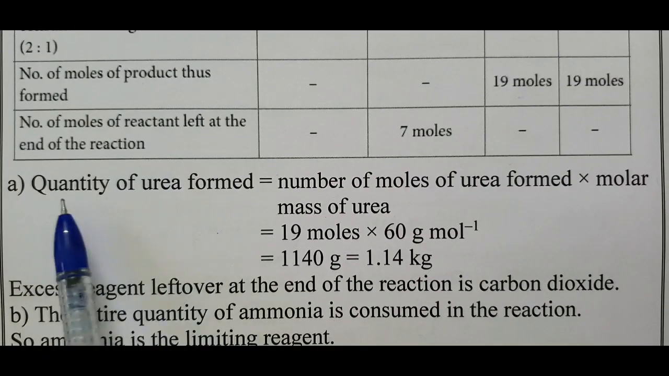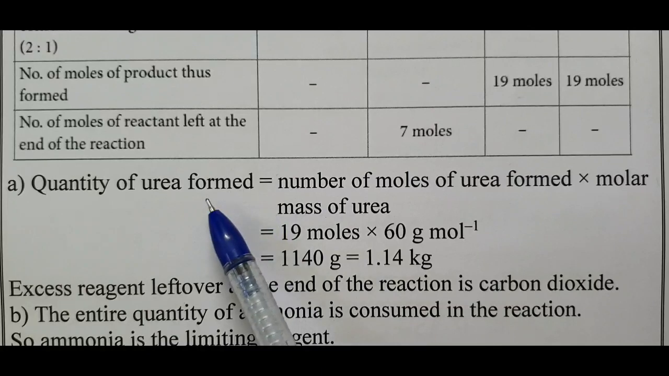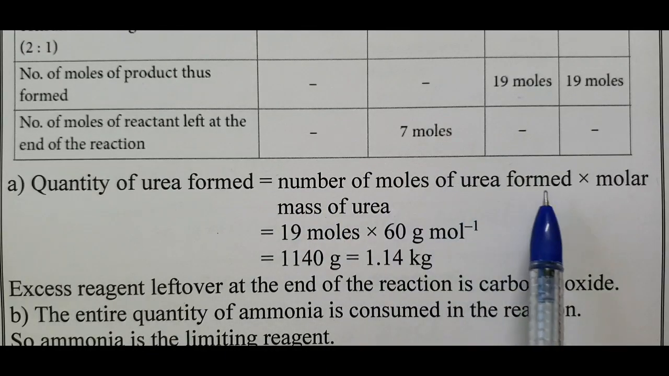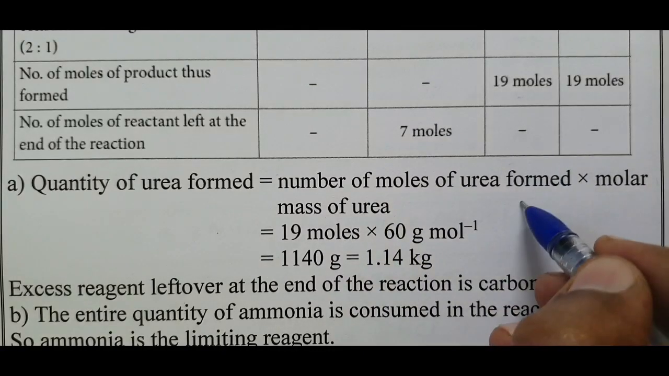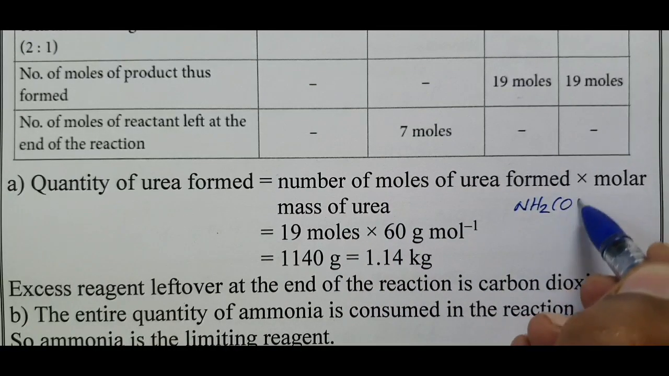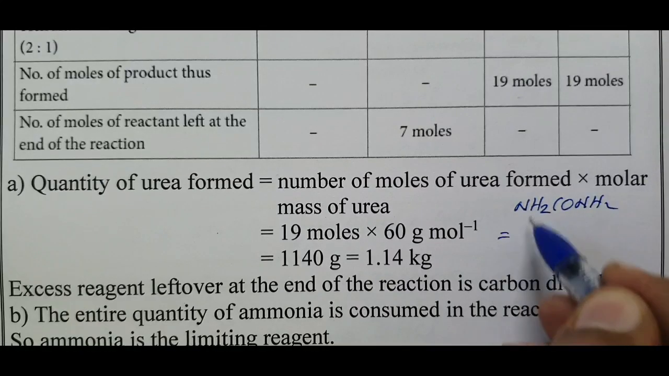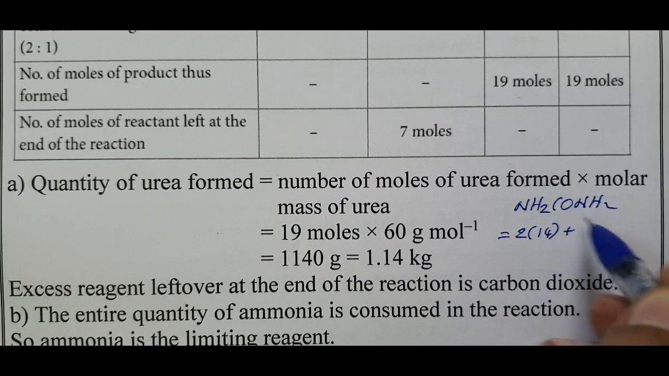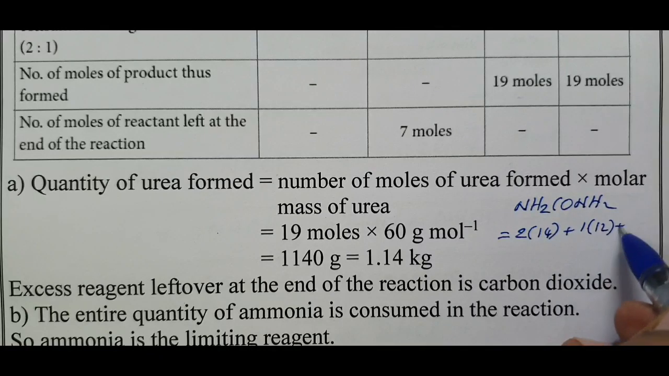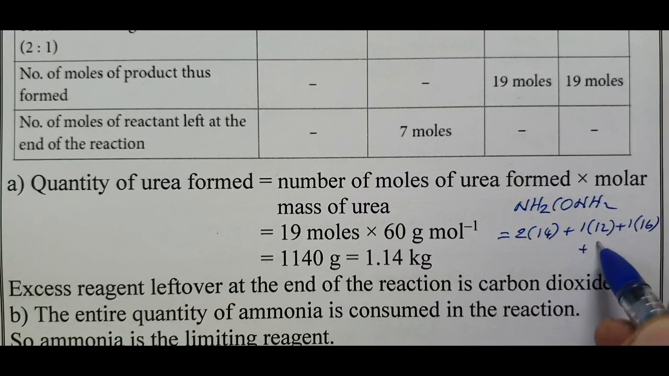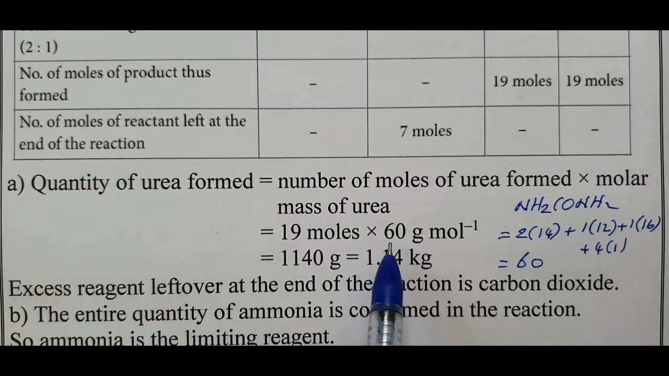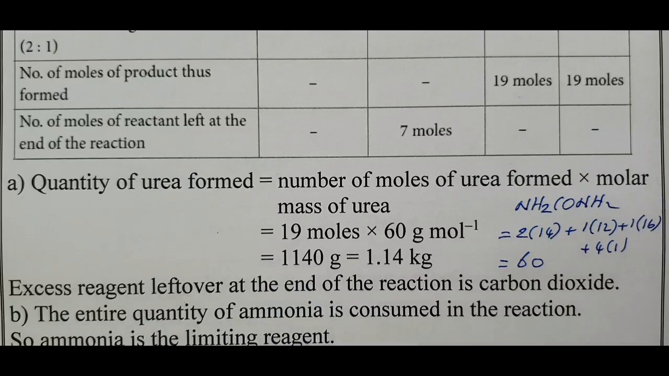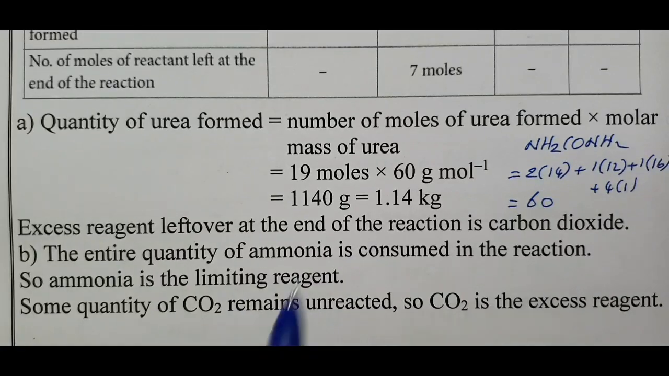The question asked is quantity of urea formed. The amount of urea formed equal to number of moles of urea formed 19 into molar mass of urea. Urea molecular formula we know NH2CONH2. It consists of 2 nitrogen, 2 into 14 atomic mass, 1 carbon, 1 into 12, 1 oxygen, 1 into 16, 4 hydrogen, 4 into 1. When we add all this, we will get 60. 60 is the molar mass of urea. 60 into 19 gives 1140 gram. That is equal to 1.14 kilogram.